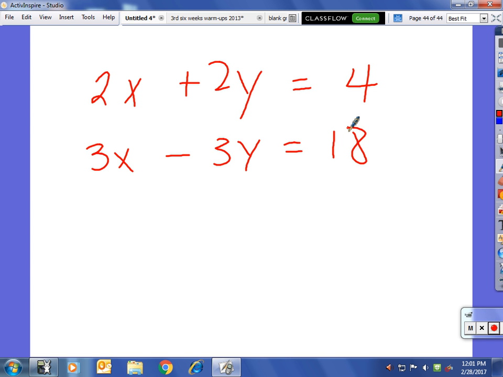Now, which ones would I force to cancel here? I mean, you could do either. I could make the x's cancel, but I'd have to multiply by something negative if I chose to make the x's cancel. At least the y's already have what? Opposite signs. All right, I'm going to let you do this one completely on your own, so get busy.